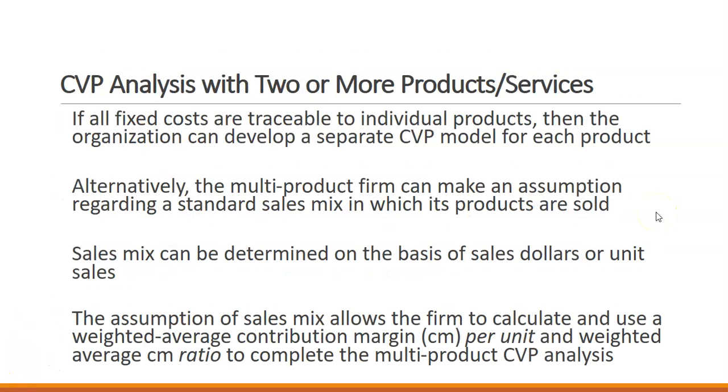It's very rare that an organization only has one product or service. When we have multiple products or services, we use a standard sales mix in our CVP analysis assumptions. We determine what the weighted average contribution margin per unit and the weighted average contribution margin ratio are to complete any multi-product CVP analysis.